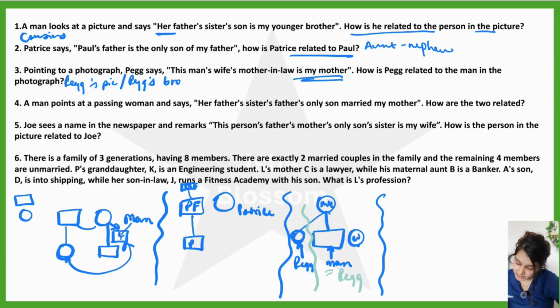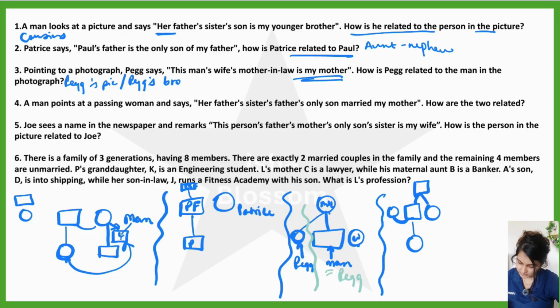Fourth one, a man points at a passing woman and says, her father's sister's father's only son married my mother. Okay. Passes a woman and says, her father's sister's father's only son. Only son means maybe there are two siblings, but only one son. Only son married my mother. Okay. How are the two related?